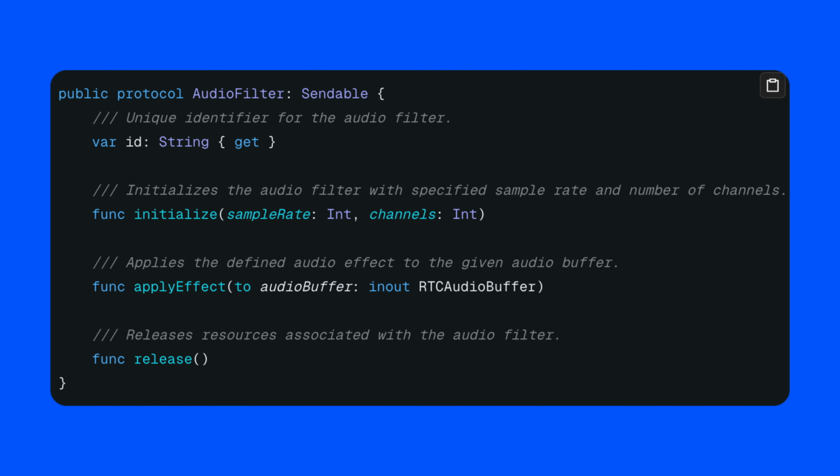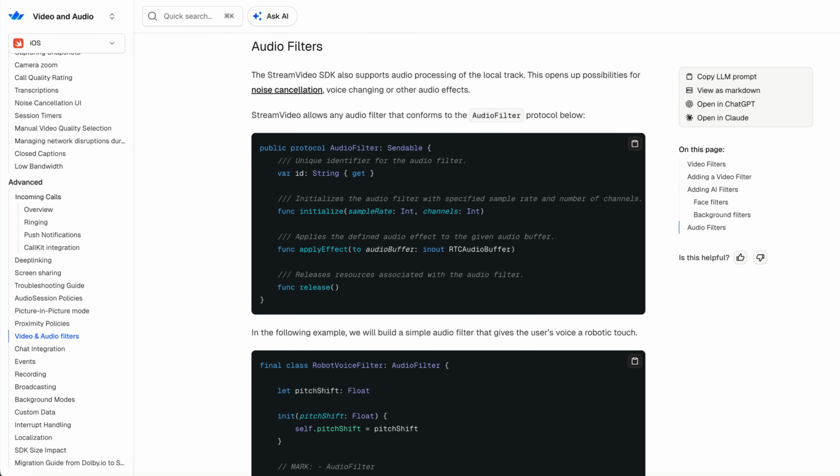In addition to adding these video image effects and AI filters to your Stream Video iOS app, you can also integrate video calling filters like noise cancellation, voice cloning, and swapping. You can read more about audio filters in our video documentation. You will find a link in the description of the video.